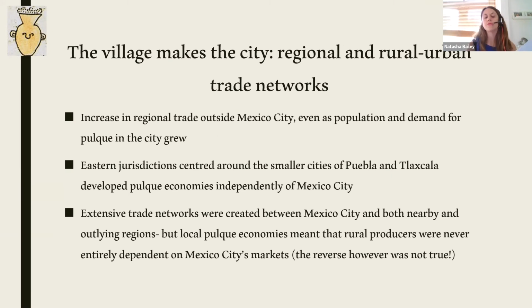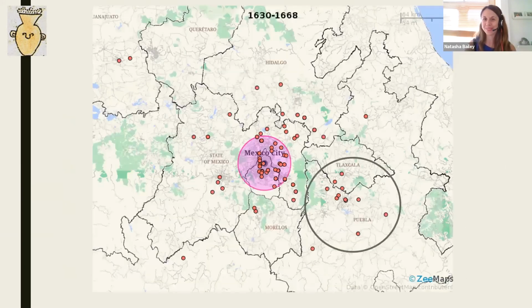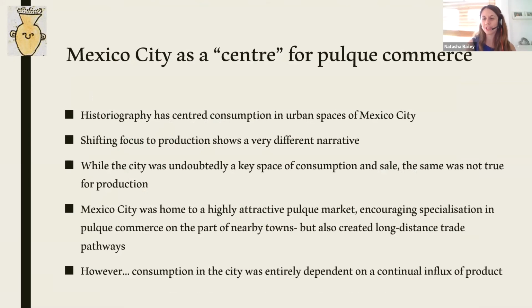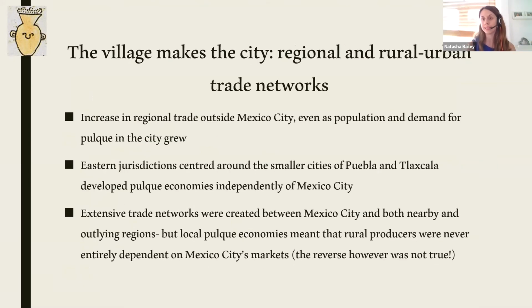So there is a real increase in regional trade outside Mexico City, even as the population of the city and demand for pulque grows. I'm just going to quickly click back to one of my maps. So if you'll see, we've got quite a few points coming up as areas of production and sale, even far outside Mexico City. And this is not always because it's geographically inconvenient to go to the city. In a lot of cases, traders do just genuinely choose to pursue regional and local trade.